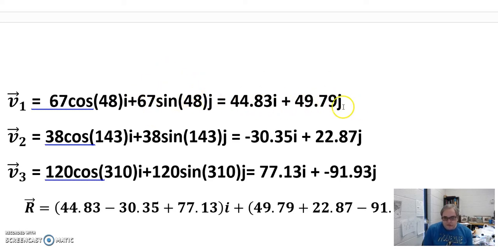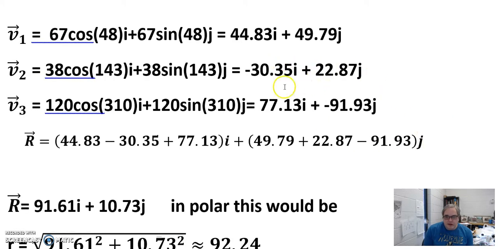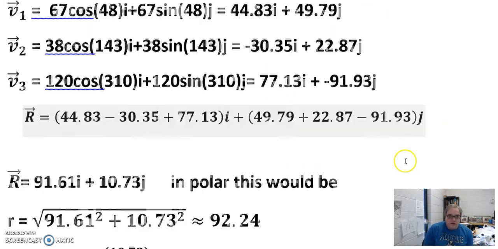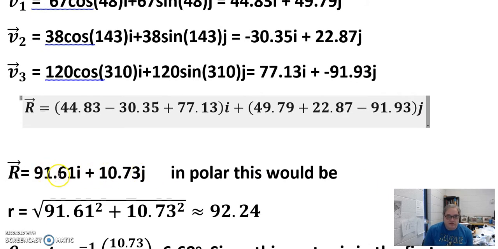This is another notation you're going to see in engineering and other fields. So vector 1 is being changed from a polar to this rectangular. The number in front of the i represents my x component. The number in front of the j represents my y component. And if I do that for each of them, check my work, I have my components, and now I simply add up my x's like I did before, add up my y's like I did before, and I end up with my resultant vector is 91.61i plus 10.73j.